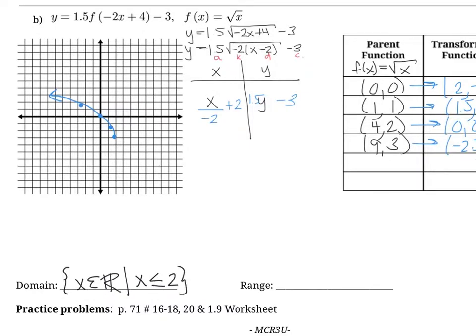Now let's take a look at our range. So y is an element of R, but y has to be greater than negative 3. So we have y is an element of R such that y has to be greater than or equal to negative 3. And we're done.